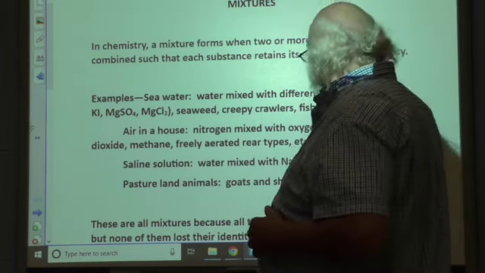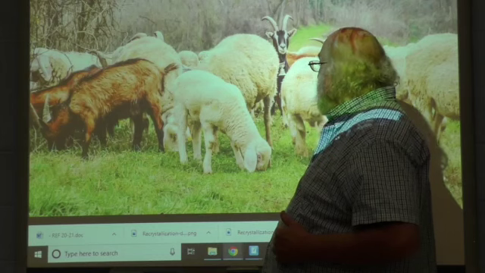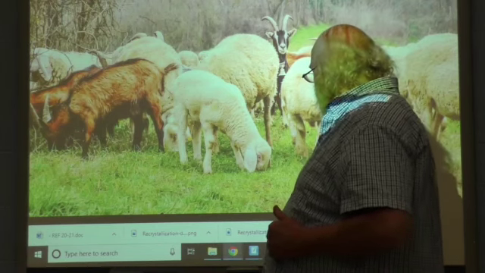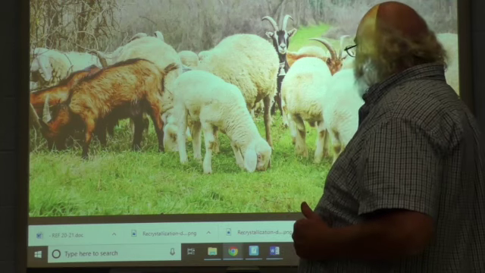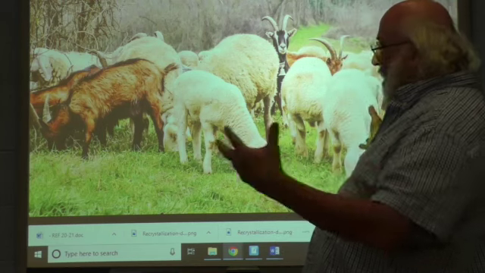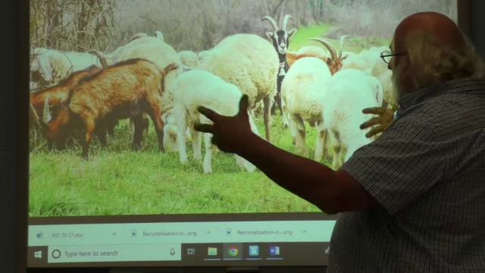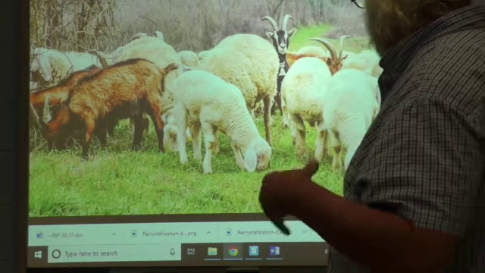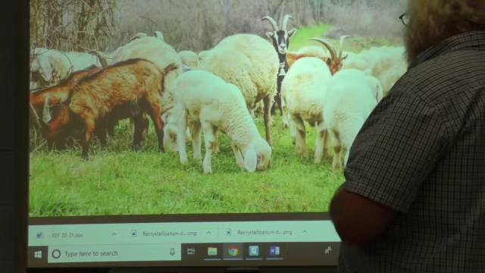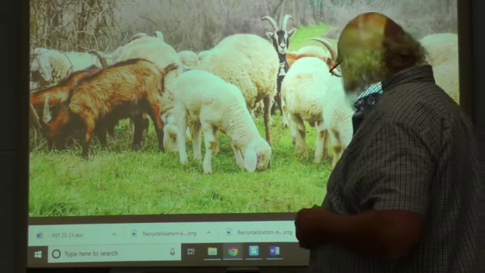First example would be seawater. That's not seawater, that's sheep and goats. So we'll come back to the seawater in just a little bit. Here's sheep and goats. This is an example of a mixture. As you can see, the sheep and goats are living rather well with each other, but that's a mixture because we can see the different parts of it.